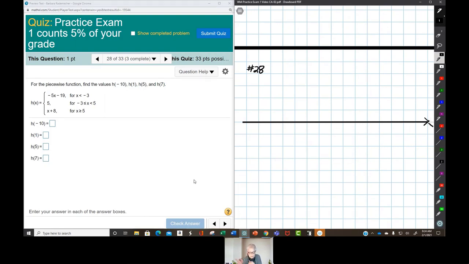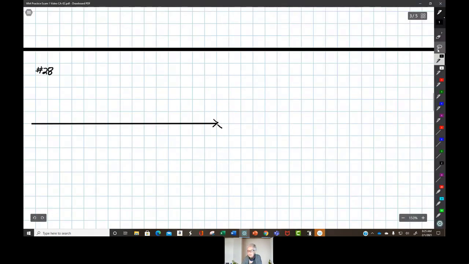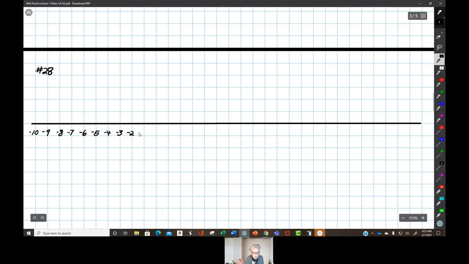Okay, now I want to put down these points. So why don't we start with, how far do we go? Oh, heck. Okay. I'm going to need more points. So get the eraser. I'm going to need more, because I'm basically going from negative 10 to positive 10. Okay. Negative 10, negative 9, negative 8, negative 7, negative 6, negative 5, negative 4, negative 3, negative 2, negative 1, 0, 1, 2, 3, 4, 5, 6, 7, 8, 9, 10.